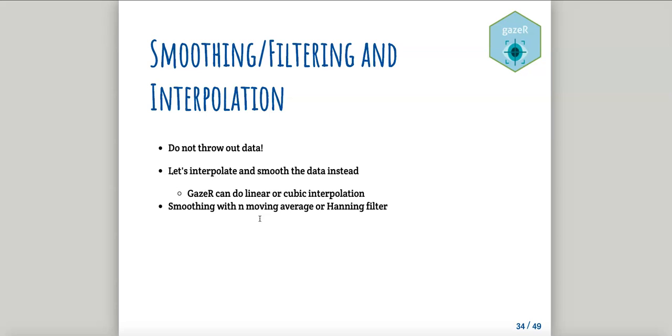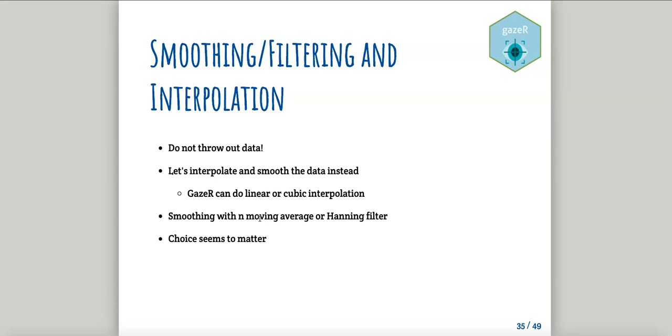There are two types of smoothing algorithms that we can use in GAZAR. There's an N moving average or a Hanning filter. And again, in future iterations of GAZAR, we might include more smoothing functionality. What I've done in GAZAR is I've combined the interpolation and the smoothing function based on a recommendation from a reviewer. So you can choose to do interpolation first, or you can do smoothing filtering first. And interestingly, the choice seems to matter, so you need to keep that in mind when you're using this.